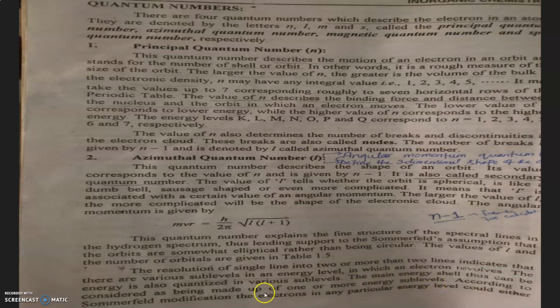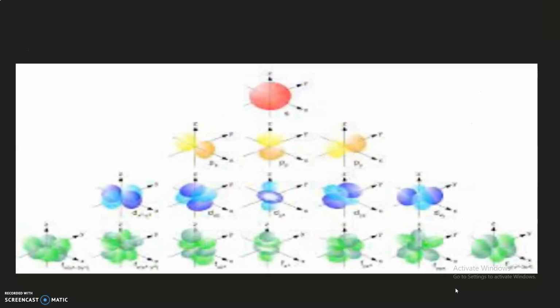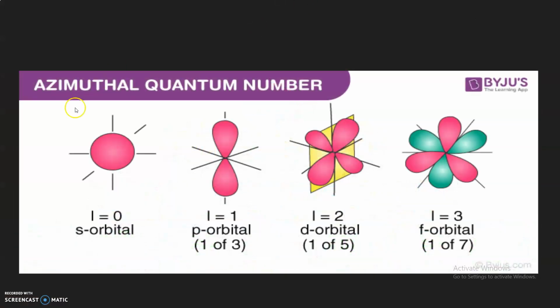According to Sommerfeld modification, the electrons in any particular energy level could either have a circular orbit or a number of elliptical orbitals about the nucleus. And if you can see here, this is the azimuthal quantum number. The shape of the orbital can be spherical, dumbbell, sausage shape, or more complicated.